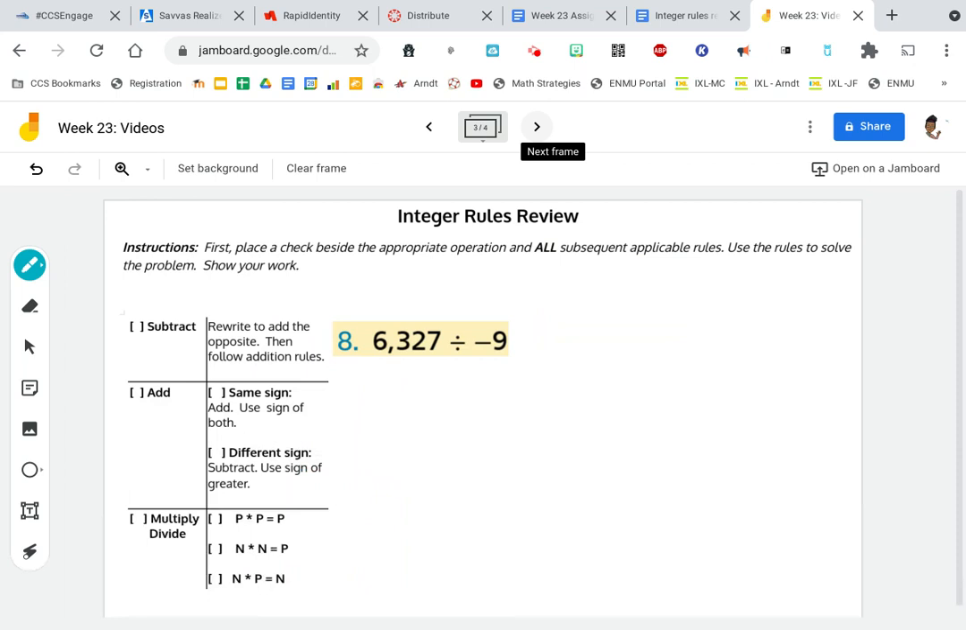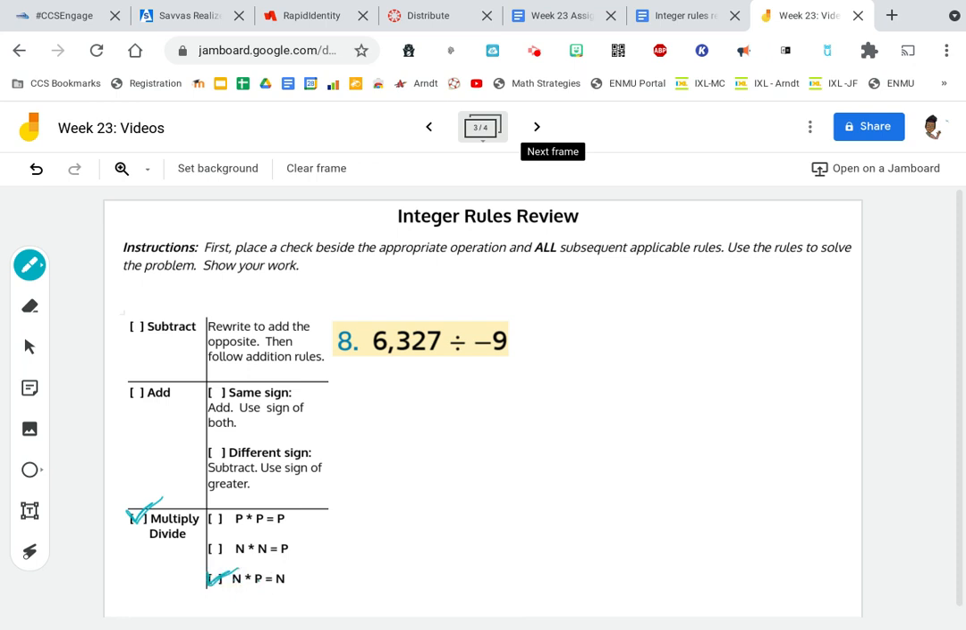Another example. Okay, so this time I have 6,327 divided by negative 9. So I am multiplying or dividing. I'm putting my check there. Notice the 6,327 is positive, but the 9 is negative. So I'm working with a negative and a positive. So I know that my answer is going to be negative.